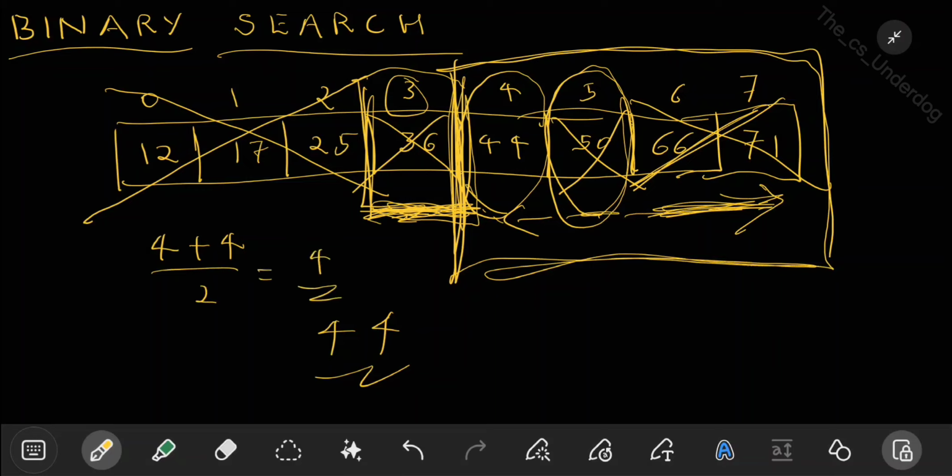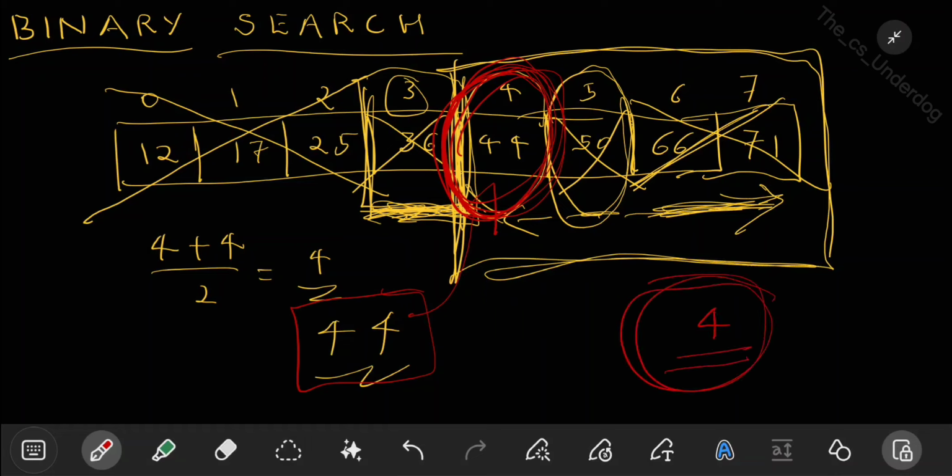So you search index 4. I'll take another color. When you search index 4, what do you find? At index 4, you will compare with the value 44. When you compare 44 with the value at index 4, you will see, yes, it is equal. That is, 44 is found at index 4. So you can return saying, I have found the value 44 at index 4. So this is how the search ends.